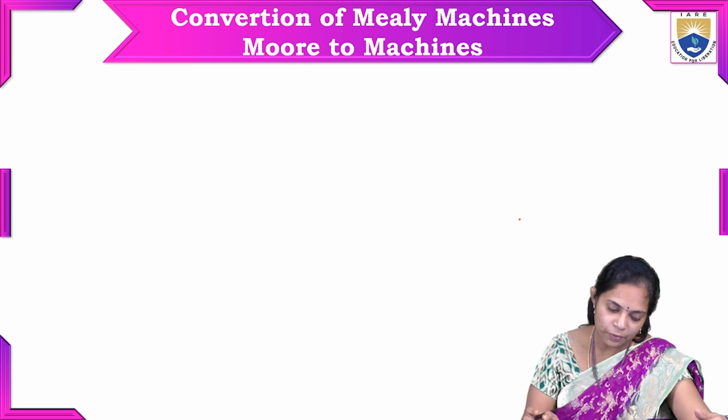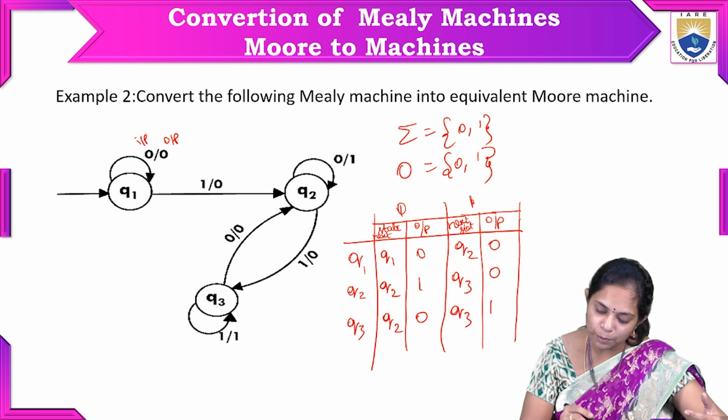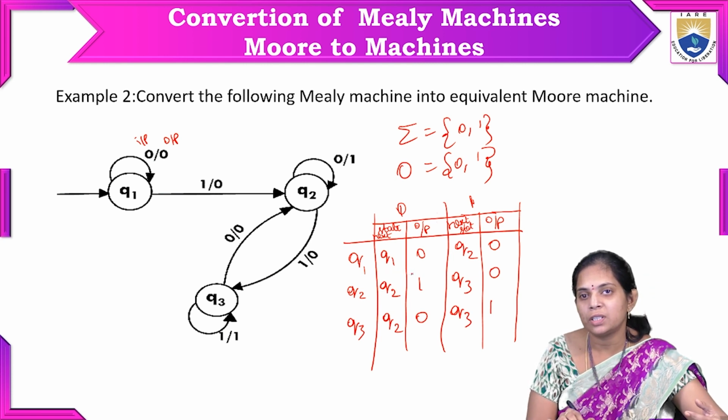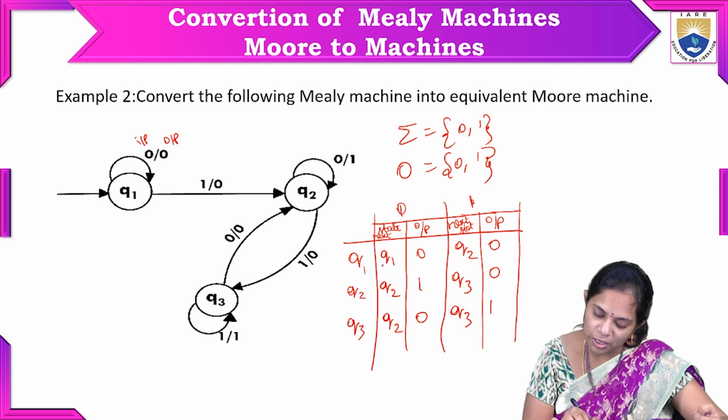So here we already know that by seeing the input output symbols for every state, we will divide the states into two. According to how many outputs we have, we divide that many states. So let's check for every state what the outputs are.